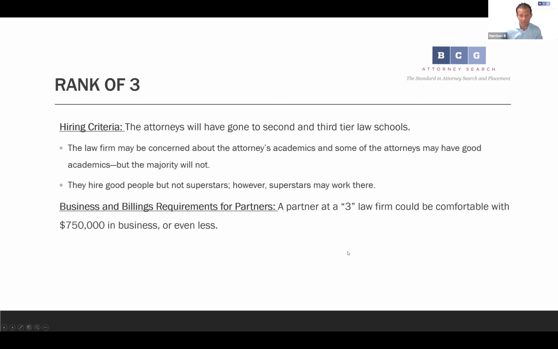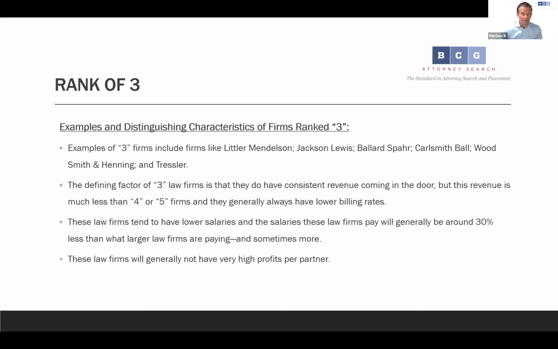And most 3 firms are going to be comfortable with someone having $750,000 in business, maybe a little bit less, sometimes a little bit more, depending on the market and city. And the firms that are 3s are going to be places, these are all very good firms, by the way, like Littler Mendelson, which is an extremely good firm, probably the best with Jackson Lewis, in labor and employment. And then you also have Ford and Harrison, which is also really good. Jackson Lewis is another really good firm. Carlsmith Ball, which is originally a Hawaii firm, Wood Smith Henning, Thrasher. These are all good firms. They're great places to work.